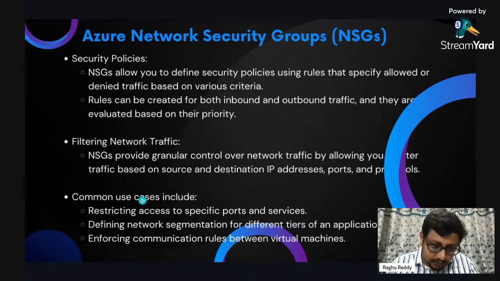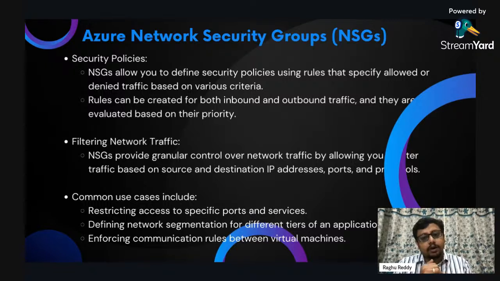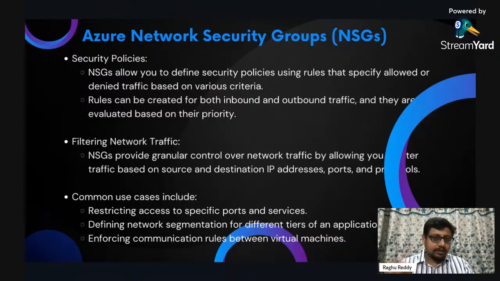So common use cases: restricting access to specific ports. Assume that you have a virtual machine, the one I just created, and we are going with an nginx server on it, so a web server, right? So why do you need to allow traffic on all the ports on that particular subnet or virtual machine? We'll only allow a specific port, and we'll have the demo on that. We'll only allow port 80. Can we do that? Yes, that can be done using a network security group.